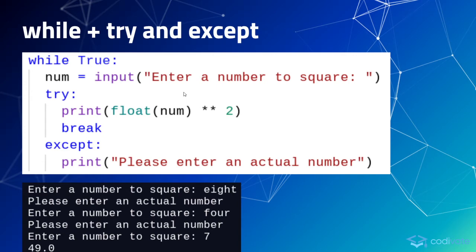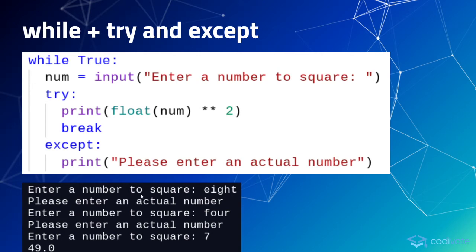However, in the case that this causes an exception, or an error, because we don't know if we can cast this num to a float. What if they just entered a string or a bunch of symbols? Then we cannot cast it to a float, and this would cause an error. As we know with try and except, if this causes an error, we go to the except block. And inside the except block, we print, please enter an actual number.